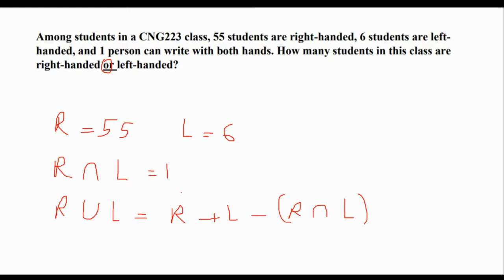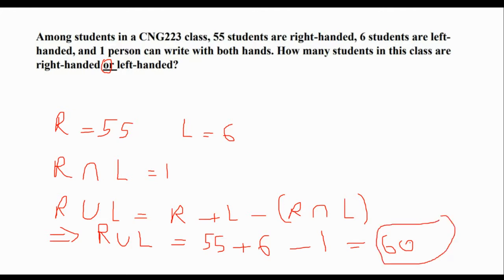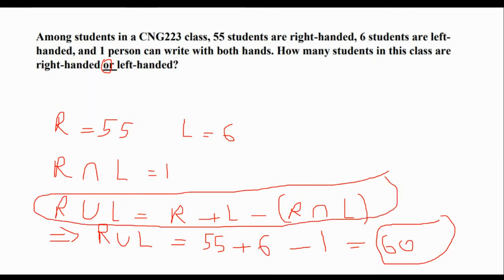So this is how to provide the complete solution. It means that you should write the formula, you can assign value to each of them, and finally write the final answer. So what's the final answer? R union L. R we have 55, L we have 6, and you subtract it with 1 intersection, and the final answer is 60 students who are right-handed or left-handed. Pretty easy example related to how we can use this rule that we talked about in our lecture. We also use the same for probability in our statistics course.